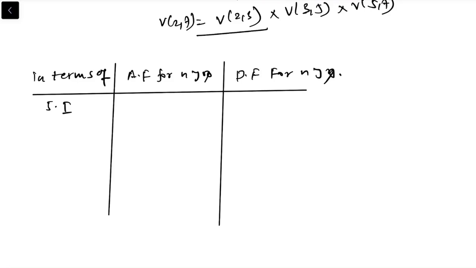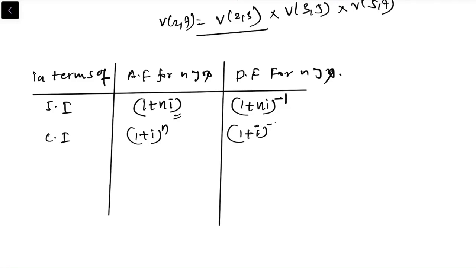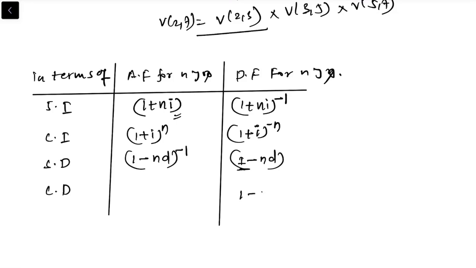So in terms of simple interest, the accumulation factor for n years is 1 plus ni, and then discounting factor would be the reciprocal of this, so (1 plus ni) to the power minus 1. And then compound interest, accumulation factor is (1 plus i) to the power n, then discounting factor would be reciprocal of this, which is (1 plus i) to the power minus n. And then for simple discount, the discounting factor first, that is 1 minus nd, and the reciprocal of this is the accumulation factor. Similarly, for compound discount, the discounting factor is (1 minus d) to the power n, and then accumulation factor would be the reciprocal, that is (1 minus d) to the power minus n.